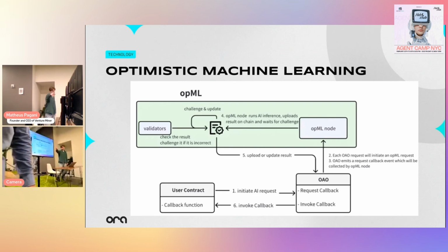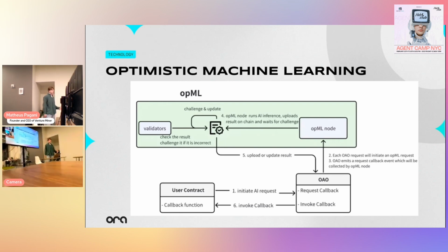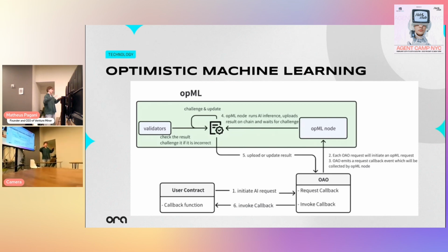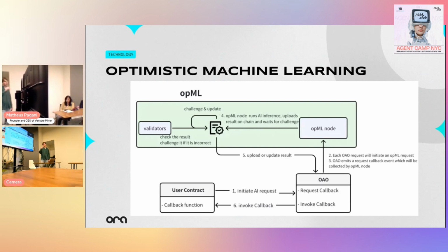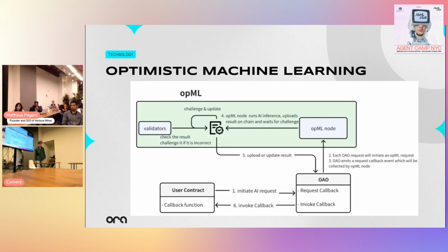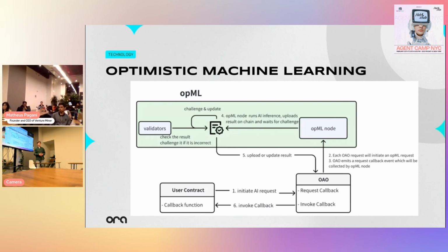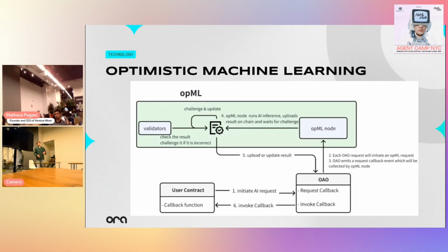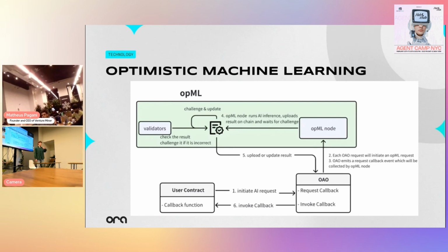It's called Optimistic Machine Learning, and it is an open source framework. And really, this is what everything else that we provide to teams is built on. So this is very, very basic level. This is how our network runs. And it's basically a way to provide attribution and verification for the use of AI on chain.